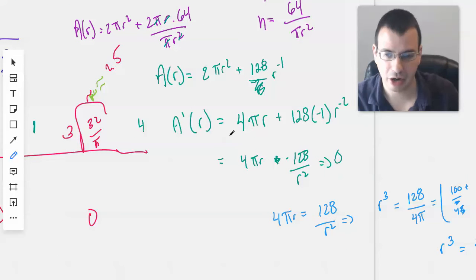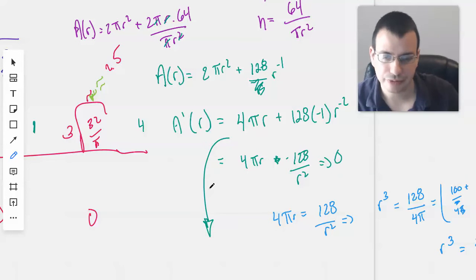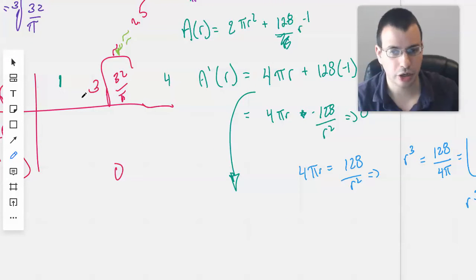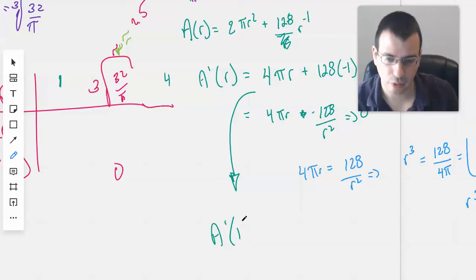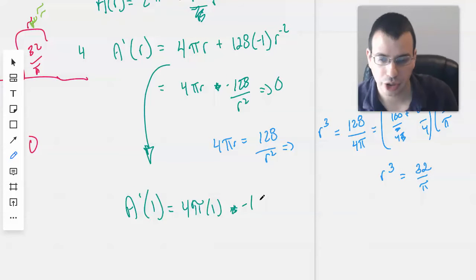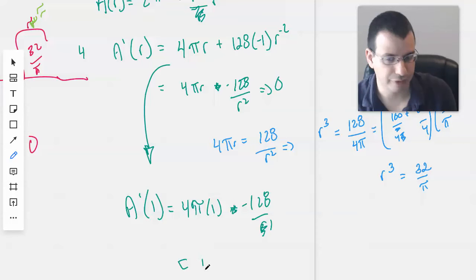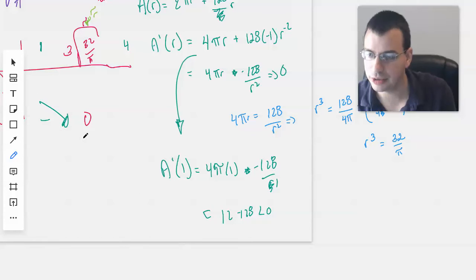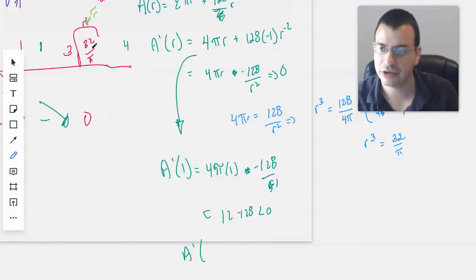So if we look back at our derivative, A prime of 1 would equal 4 times pi times 1 minus 128 over r, which in this case would be 1. This would be like 12 minus 128, which would be less than 0. Okay? Seems reasonable. So this would be negative, so it would be sloping downward.